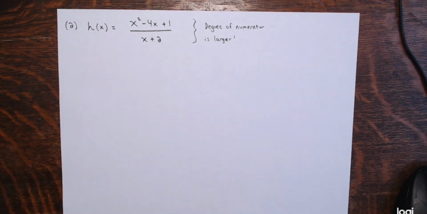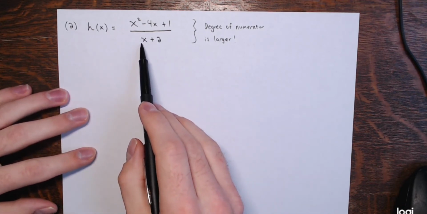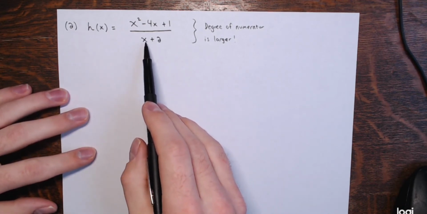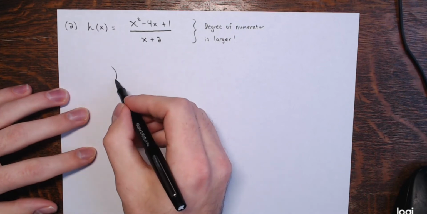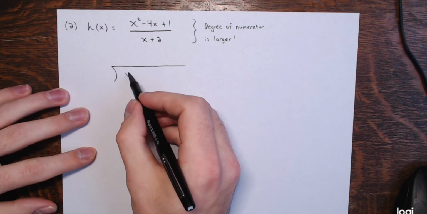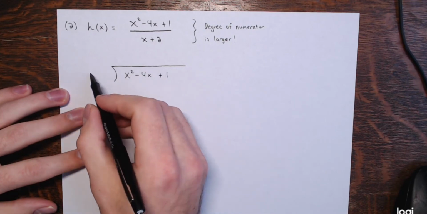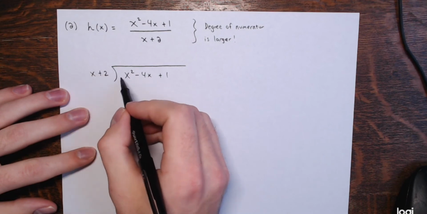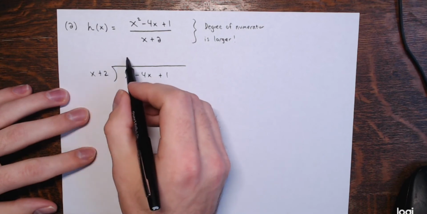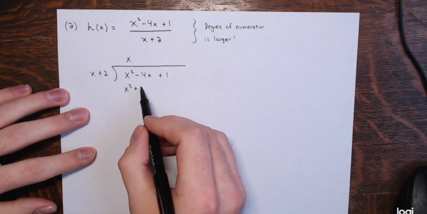All right, so same setup. Now, since this is a linear divisor with a lead coefficient of 1, you could use synthetic division, but I'm just going to do the long division again. So let's actually divide x squared minus 4x plus 1 divided by x plus 2. The lead term in the quotient would be x. Then we multiply, that'd be x squared plus 2x.